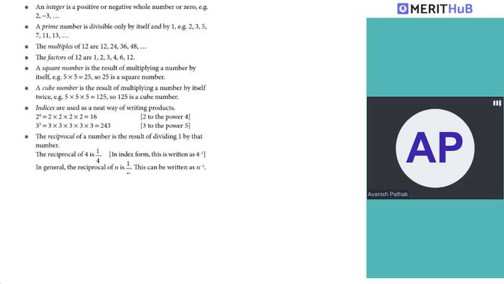So we have an integer, which is positive, negative, whole number, or zero. So an integer is a positive or negative whole number or zero. So that means, as you can see, plus 2 is an integer, minus 3 is an integer.